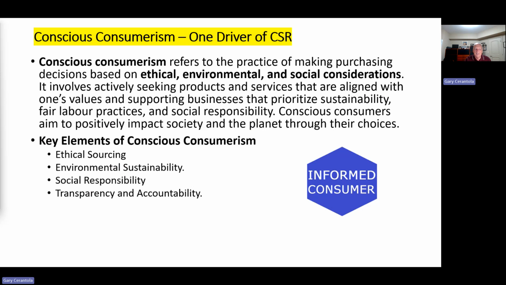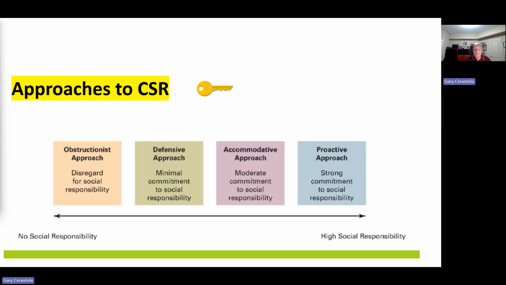So that's a key piece. And here's the approaches to CSR. And again, you can see that this is really important to know. There's the obstructionist approach, and that's disregard. And then there's the proactive, strong commitment. And if you ever want an example, it's Vancity Credit Union, as a Canadian operation, our benchmark in this proactive approach to a strong commitment to social responsibility.